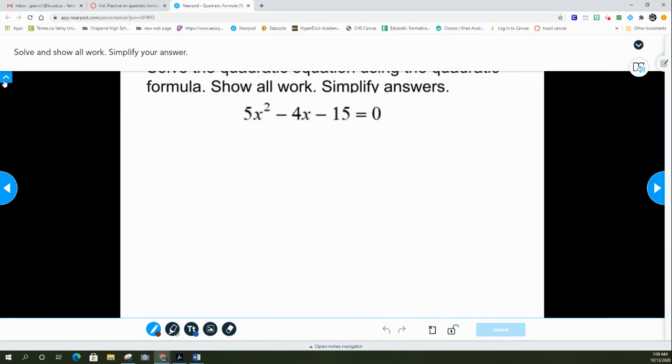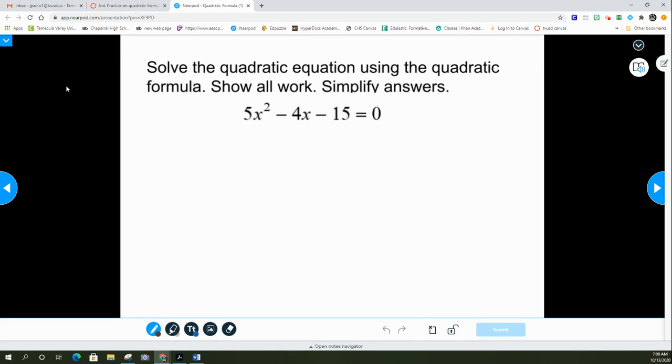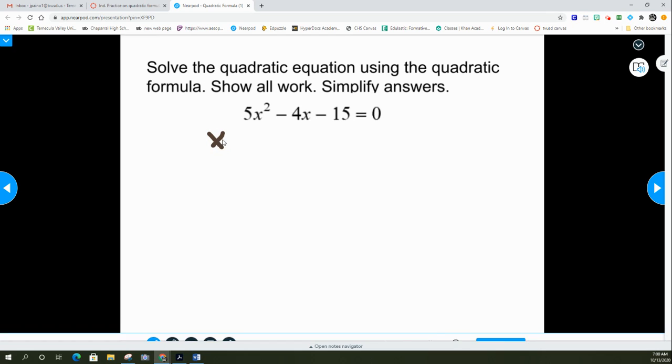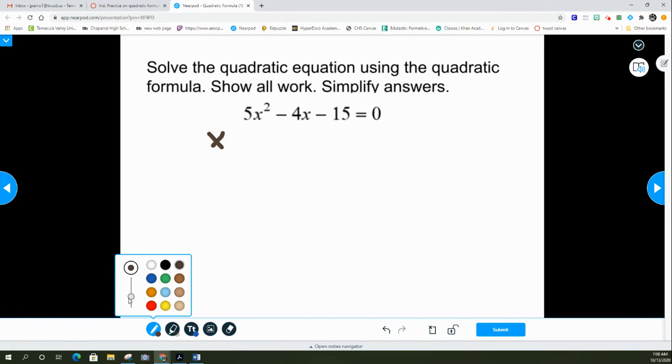So again, show all work, solve the quadratic equation, use the quadratic formula, simplify answers, show all work. In your homework today, it says show all work. I need to see all your work on your paper. So I'm going to plug everything in. I'm going to make that skinnier so it all fits.